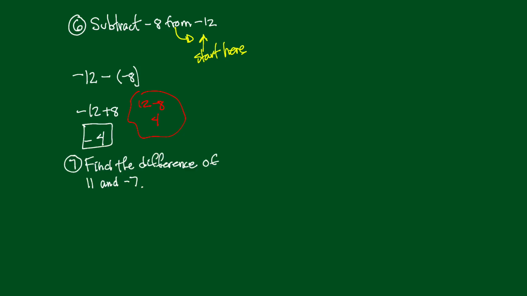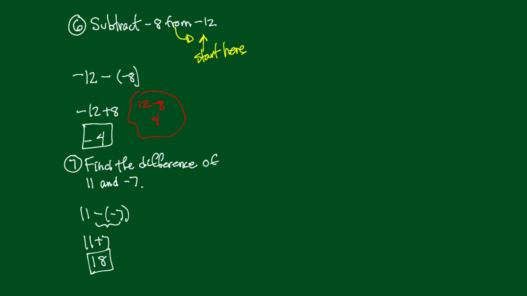Now here in 7, what we're going to do is find the difference. As soon as I see difference, I'm thinking subtraction of 11 and negative 7. So I'll just go left to right, take the first number first. I'm going to write this as 11 minus negative 7. Now here's how I'm going to see this. Negative negative is positive, so I'm going to see it as 11 plus 7, and that's going to give me an 18.